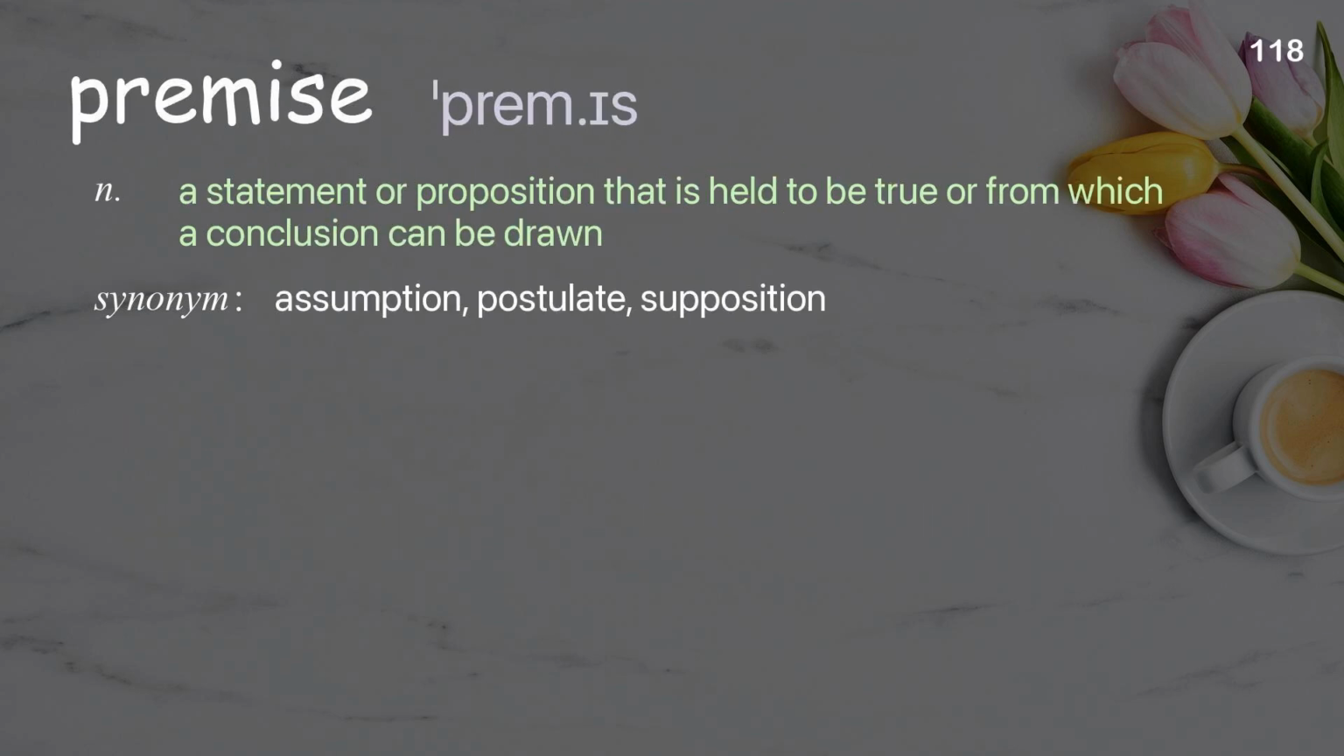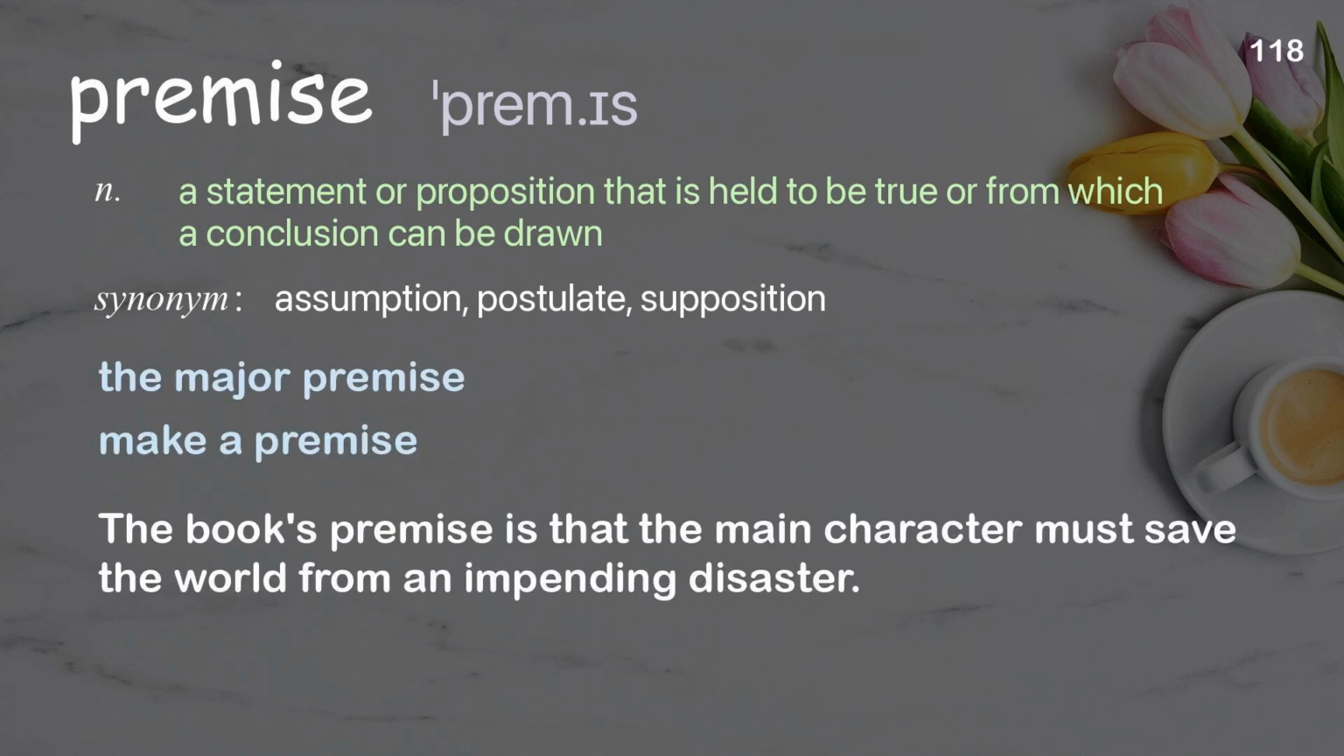Premise. A statement or proposition that is held to be true or from which a conclusion can be drawn. Examples: The major premise. Make a premise. The book's premise is that the main character must save the world from an impending disaster.